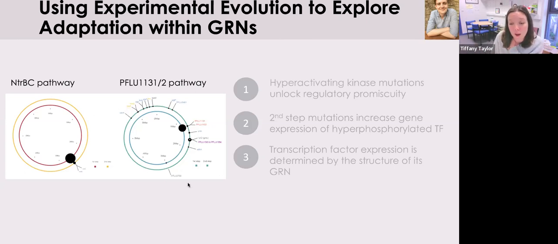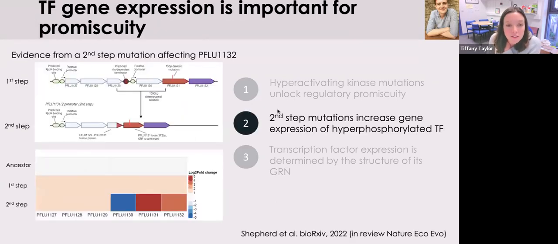So this created quite a big problem for Matt, trying to figure out what was going on in these second step mutations. How are these mutations all leading to increased motility in this alternative pathway? And he noticed that in all cases, and I haven't got time to go through all these mutations, but using different mechanisms, they would lead to increased gene expression of this hyperphosphorylated transcription factor. So after you've got that presence of that first step mutation, the second step is increasing expression, so making more of the active transcription factor.